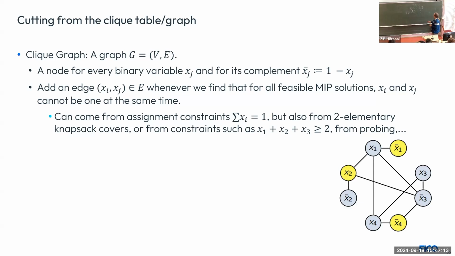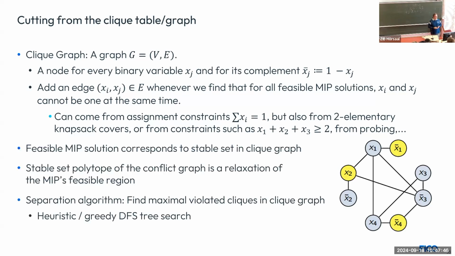Yeah, but no two variables can be 0 at the same time. So this is like a clique on the negation of those variables. So MIP solvers would build up this clique graph not only having one vertex for each variable, but two: one representing the original variable, one the variable's complement, 1 minus x for a binary variable. That's what you call the complement or the negation of a binary variable.